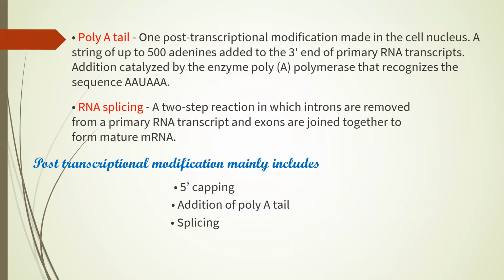RNA splicing: in this, introns are removed from a primary RNA transcript and exons are joined together to form a mature mRNA. And these are the three methods included in post-transcriptional modifications: 5' capping, addition of polyadenylation, and splicing.